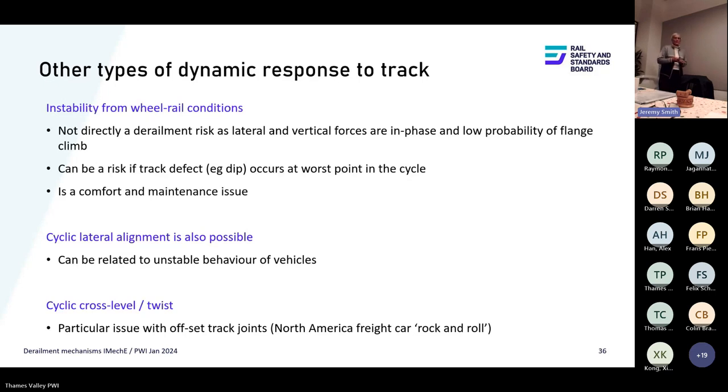And cyclic cross level or twist, that's a particular problem in the North American freight car, where they have jointed track and they offset the joints. So the joints in one rail are out of phase, out of step with the joints in the other. So they get what they call freight car rock and roll. So it goes into the dip on one side, then the other, then the other, then the other. But their vehicles are designed to cope with it. Three-piece bogey is very good at coping with that, because that's what it sees.